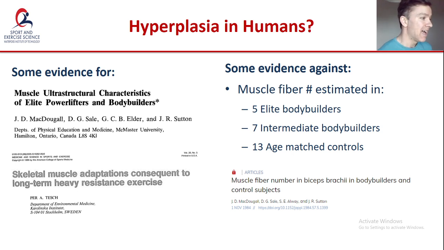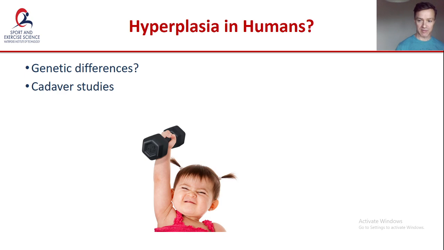Obviously it was done in cats, and cats are not humans, so people were interested to know whether hyperplasia can occur in humans. Now, there have been a couple of studies with evidence for and against hyperplasia occurring in humans, and generally speaking, some of these studies were done in bodybuilders. Again, studying bodybuilders is problematic because they are generally not natural. There's some extra stuff going on there. But from the papers that were done, there's some evidence in support of hyperplasia in humans. There's some evidence against hyperplasia occurring in humans.